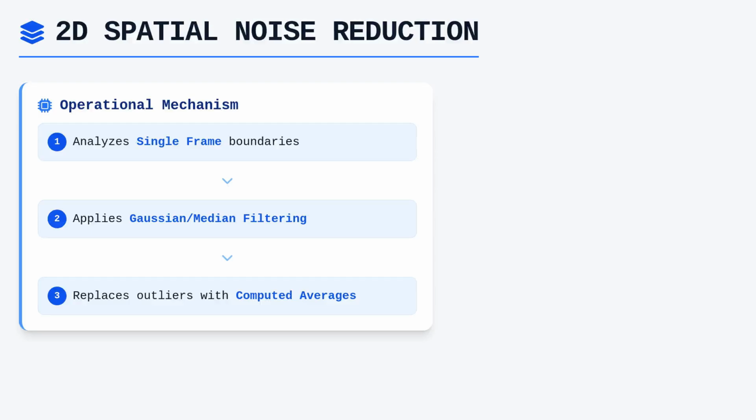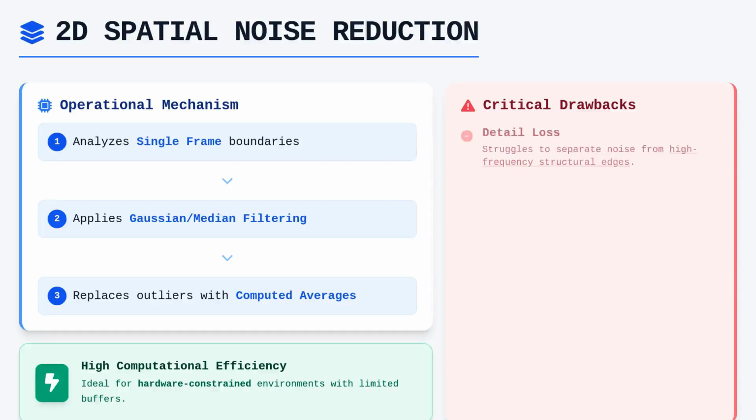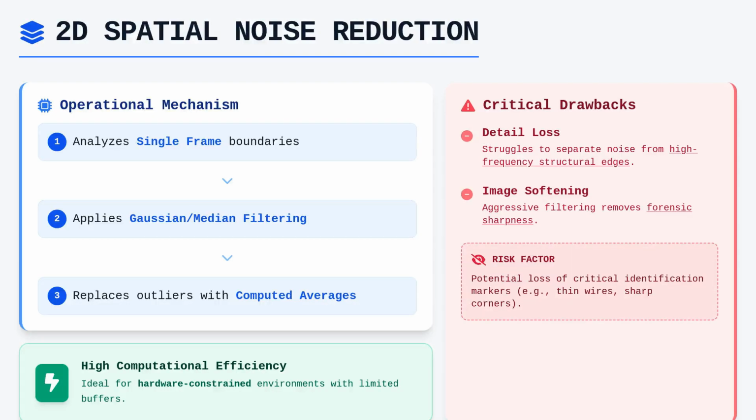This approach is computationally efficient, making it suitable for hardware-constrained environments that lack deep buffers or excessive processing overhead. However, 2D spatial filtering carries the distinct disadvantage of potential detail loss, as the algorithm struggles to differentiate between high-frequency noise and fine structural edges, such as a sharp corner or a thin wire. When applied too aggressively, spatial filtering can soften the image, resulting in a loss of forensic sharpness that might be necessary for identification.